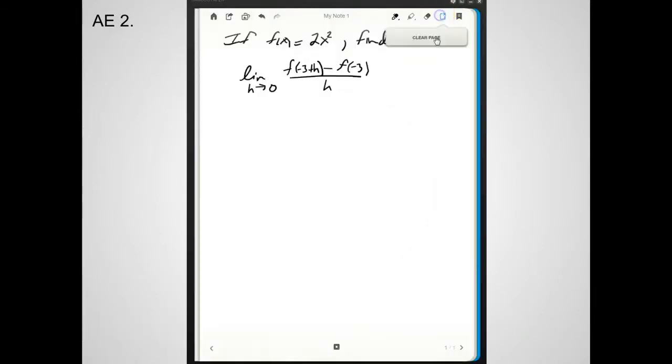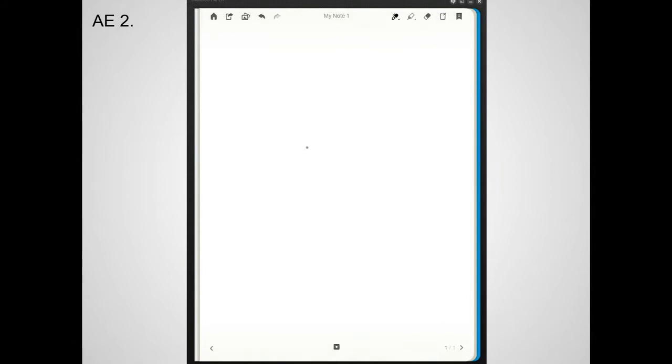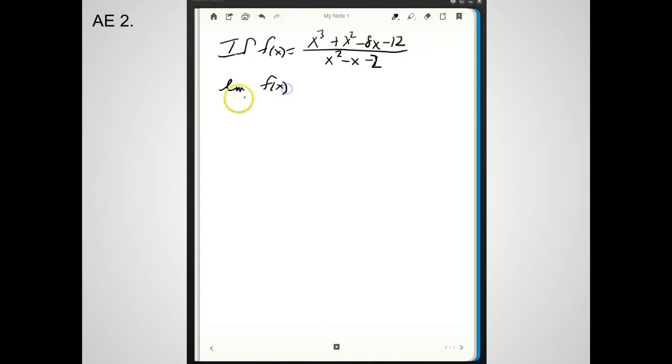So for additional example 2, which we can look at right now, let's clear this out. Let's say that we have f of x is equal to this rational function, x cubed plus x squared minus 8x minus 12 divided by x squared minus 8x minus 2. And we want to find the limit of the function, notice the notation, as x approaches negative 4.